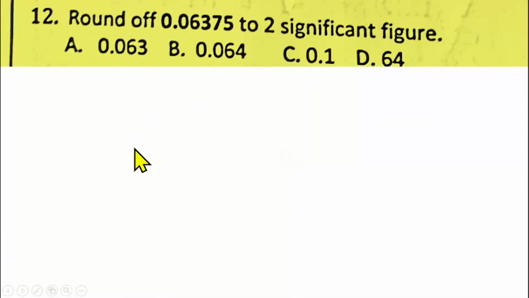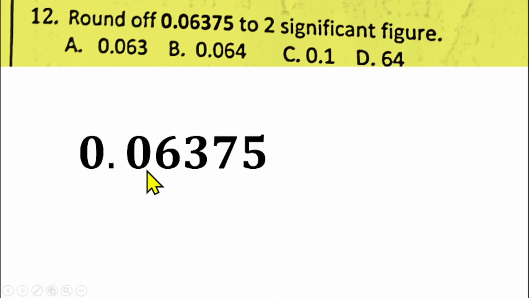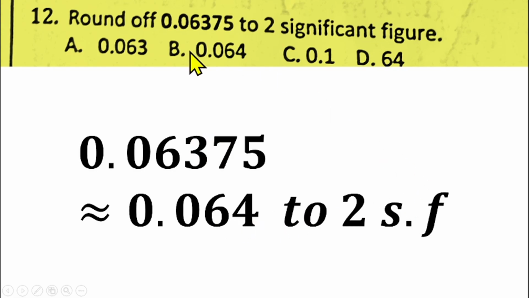Question number 12. We have to round this up to two significant figures. So this is approximation. We have to approximate 0.06375 to two significant figures. The first significant number here is 6, because the 0 and 0 here do not have any significance. The second significant number here is 3. So we look at the number after, which is 7, which is up to 5. We add 1 to the 3. That gives us 0.064 to two significant figures, which is option B.